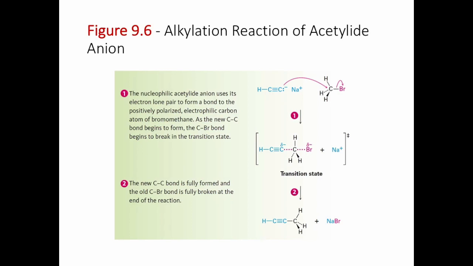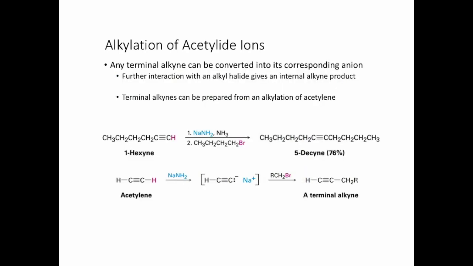So this is the mechanism. The negatively charged carbon attacks the carbon of the alkyl halide, kicking off the bromide at the same time. This is a picture of the transition state showing the bond forming and the bond breaking at the same time. And then this is the product shown here. So reactions, if we have a terminal alkyne, we can first deprotonate it with something like sodium amide, NaNH2, in liquid ammonia solvent. And then that creates the acetylide, which then reacts with an alkyl halide, will alkylate the acetylide.